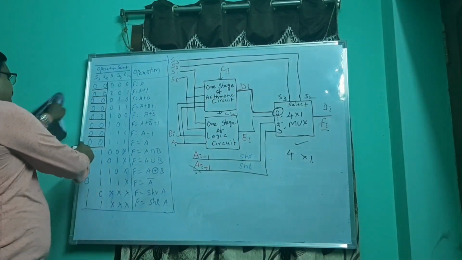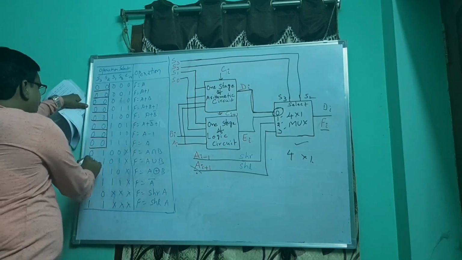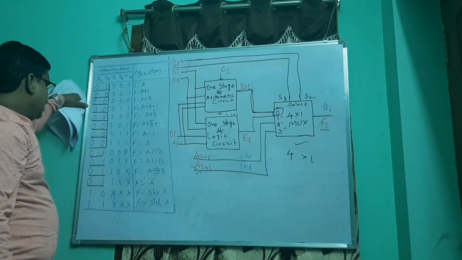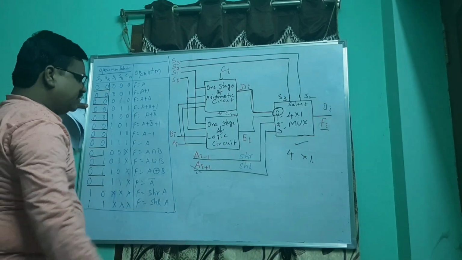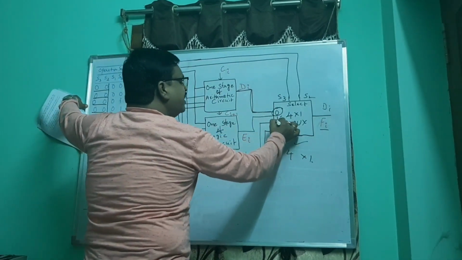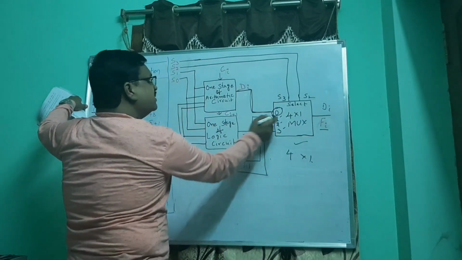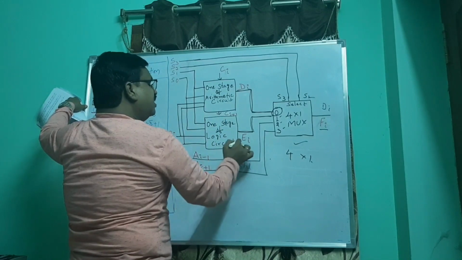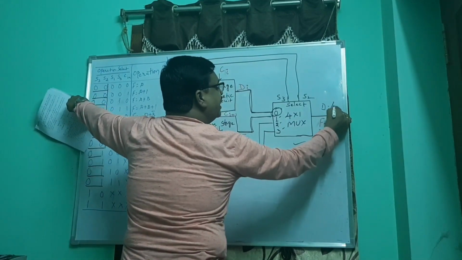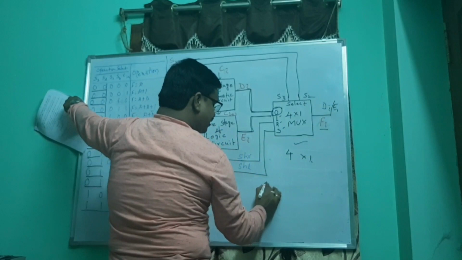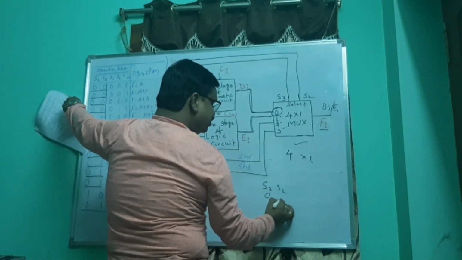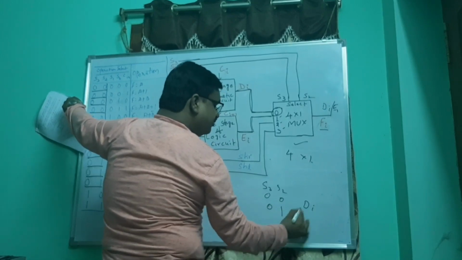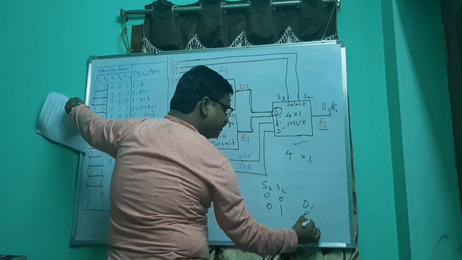And remember, when the values of S3 and S2 are 0, 1, the second one will be given as output, which means the second input here is coming from the second box, that is Ei. So when S3, S2 are 0, 0, your output will be Di. When S3, S2 are 0, 1, your output will be Ei.